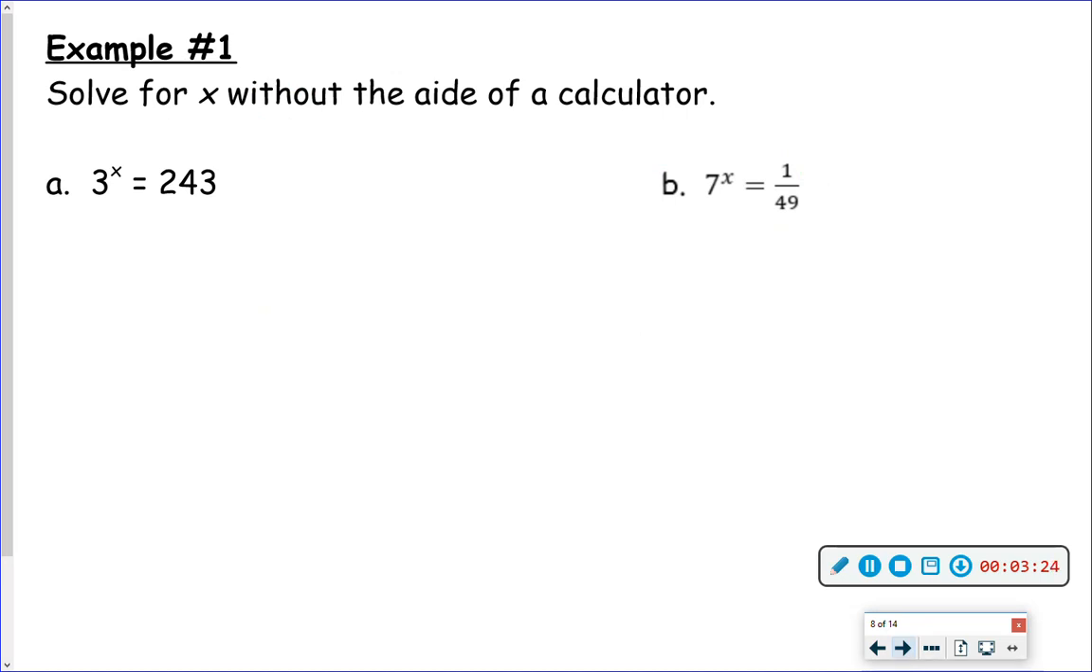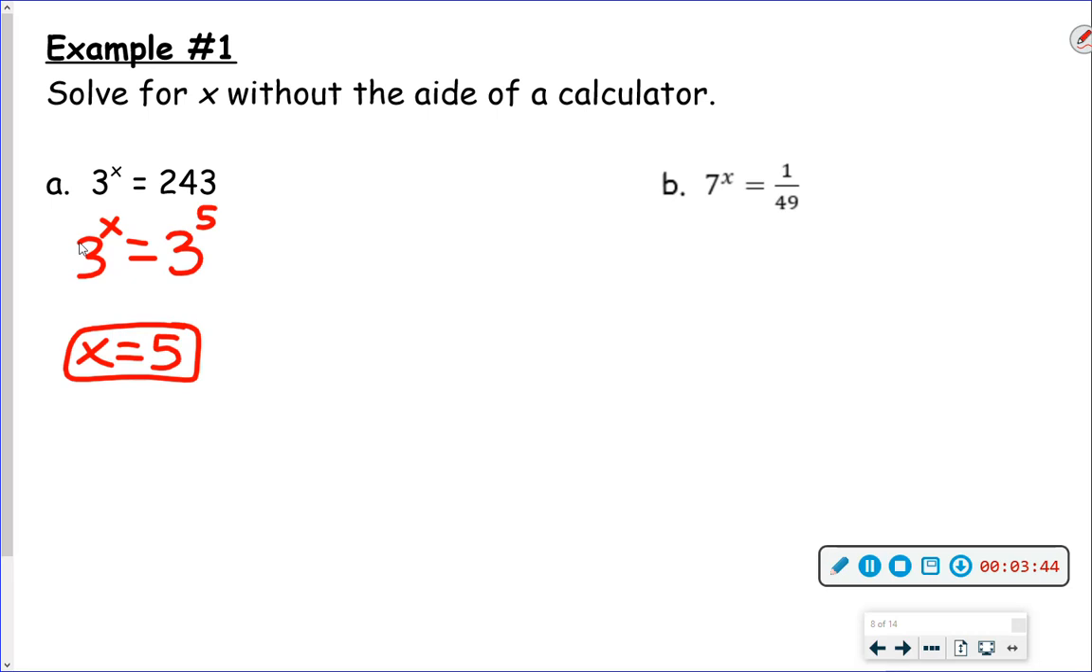So first, it says without the aid of a calculator. So that's kind of your hint that you want to try to make your common bases. Now, you might need a calculator. Clearly, I'm going to use 3. You might need your calculator to figure out 3 to what power is 243. I just happen to know it's 3 to the 5th. Of course, I'm going to set my exponents equal. x equals 5. So I know it says without a calculator, but you might need it to help you out with some of those exponents.